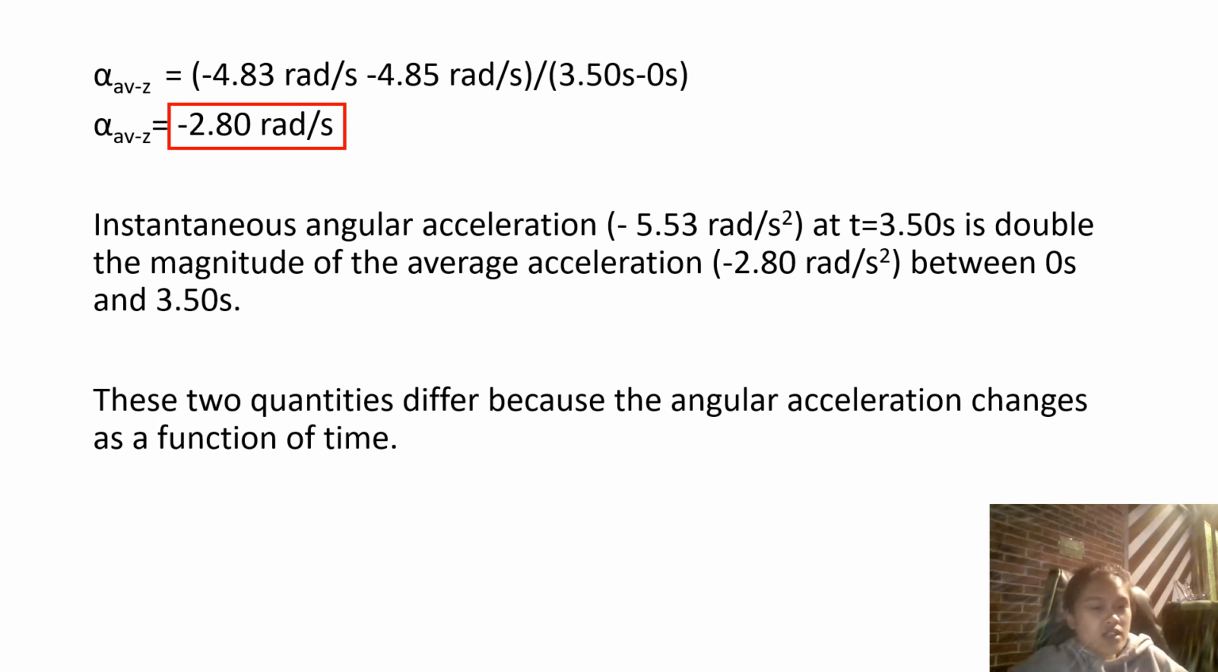The instantaneous angular acceleration, negative 5.53 rad per second squared at time 3.5 seconds, is double the magnitude of the average acceleration, negative 2.80 rad per second squared, between 0.0 seconds and 3.50 seconds. These two quantities differ because the angular acceleration changes as a function of time.